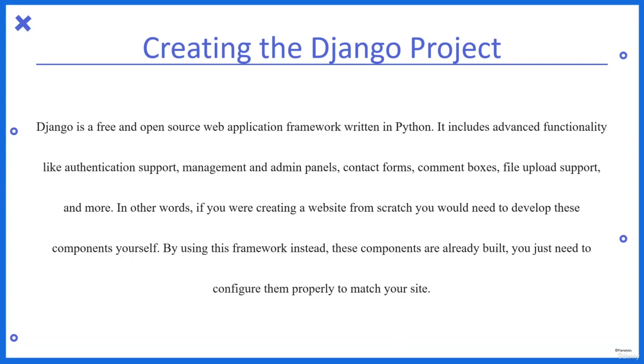In other words, if you were creating a website from scratch, you would need to develop these components by yourself. But with the Django framework, these components are already built. You just need to configure them properly to match the site. All of these aforementioned functionalities are already provided by Django through classes or functions, so you just need to call them. You just need to set the options for them, and then you can use these functionalities as you want in your website.